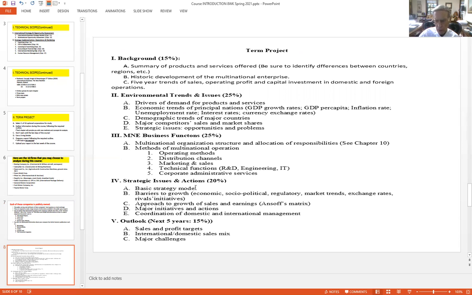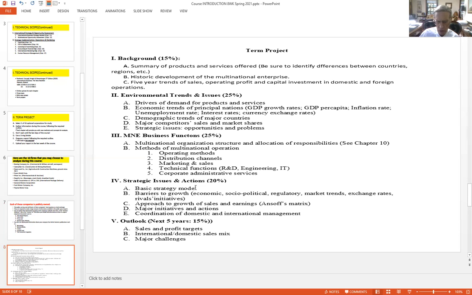On your Moodle shell, there's a file called term project, and it not only has this page, but it has each one of these Roman numeral topics spelled out in more detail and in larger print. I believe we've got a separate copy of this outline elsewhere in the Moodle shell, but I've put it in, I think, 3 different places just so you're sure to find it and have it available.